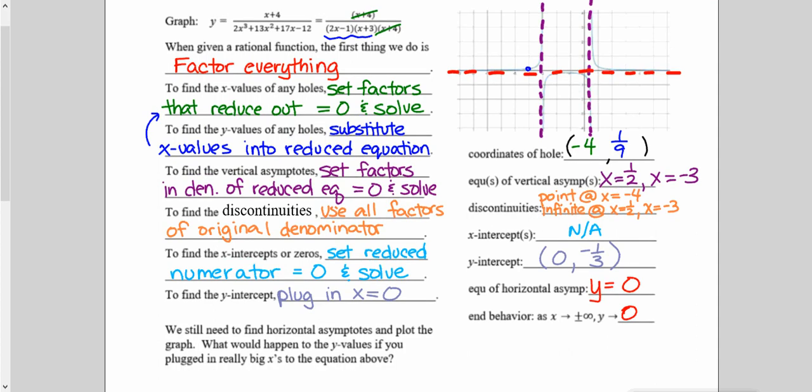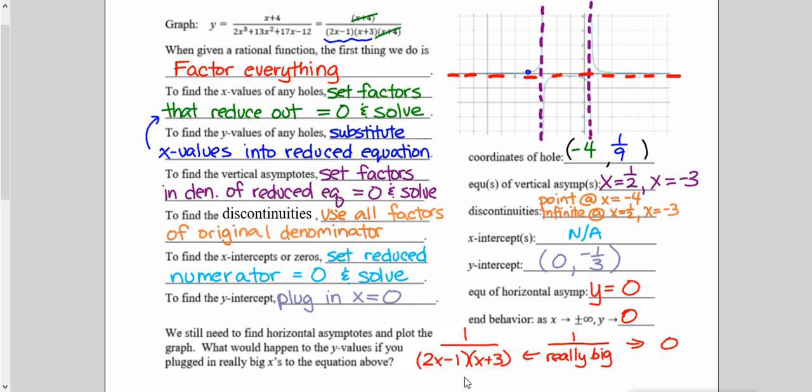Since the horizontal asymptote and the end behavior are really the same thing, we want to think about what would happen to the y values in our equation if we plugged in really big x's for all the x values. If we did that, this would be 2 times some giant number minus 1, and a giant number plus 3, and then we'd multiply those 2 giant numbers together, and we would have 1 over something that's really big. If I take 1 and divide it by something that's really big, it's going to turn really small. So we say this approaches 0, which is why up here my end behavior is y approaches 0, and my horizontal asymptote is y equals 0.